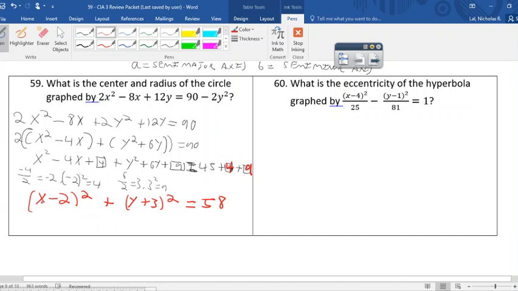And then you have a center at... Wait, did we just put the 4 or we subtract the 4? So we add 4 to each side because we're completing the square. So we have a center at (2, negative 3), and a radius of the square root of 58.